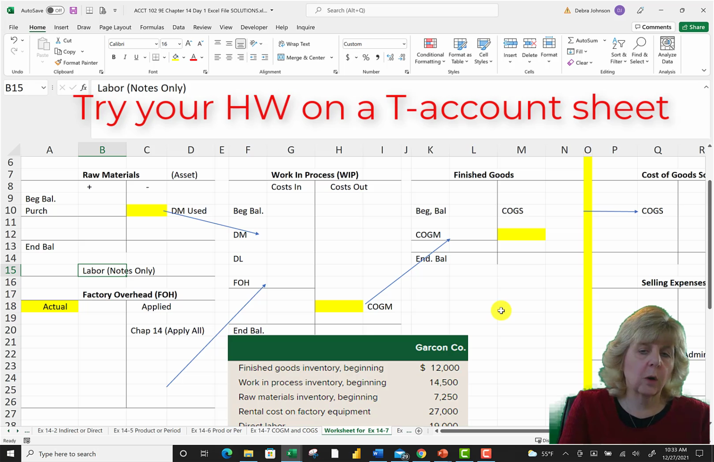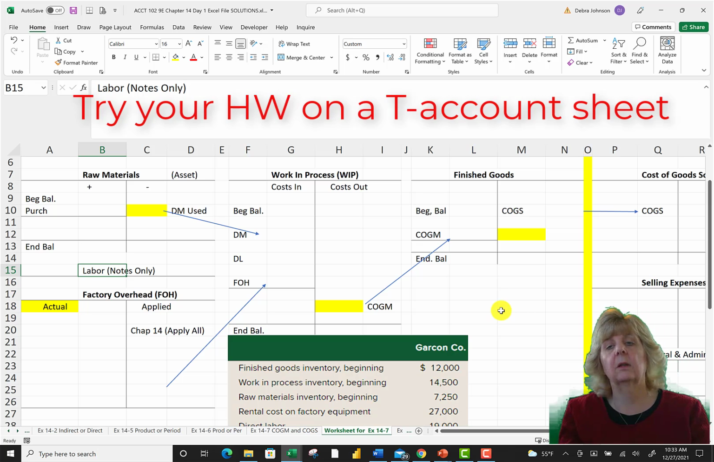Even though it's not required, I believe that I'm in a good position to understand that investing the time now will reap huge benefits down the line. And I would encourage you to take to heart what I'm saying and start learning about these costs by using T accounts. Okay, here we go.